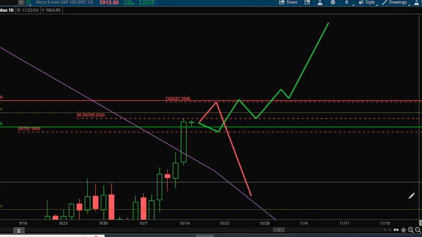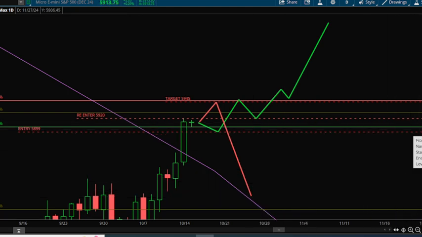So anyways, this is the E-Mini Micro S&P 500. This is the daily candlesticks here, and I hope that helps.